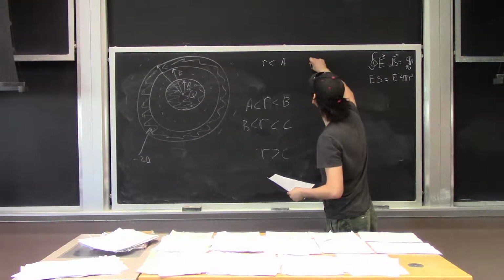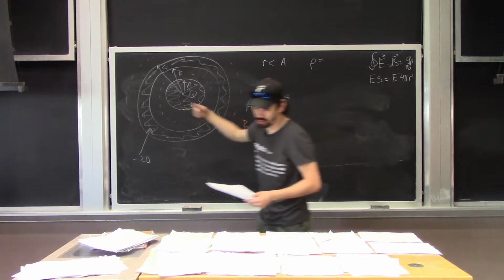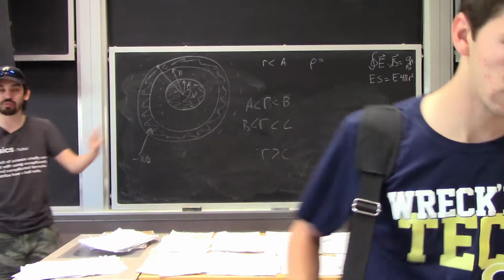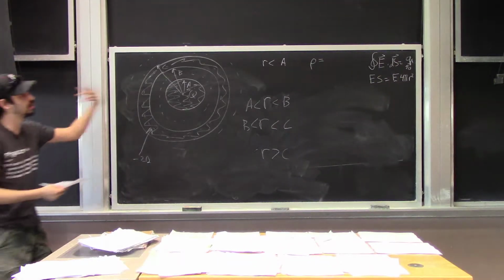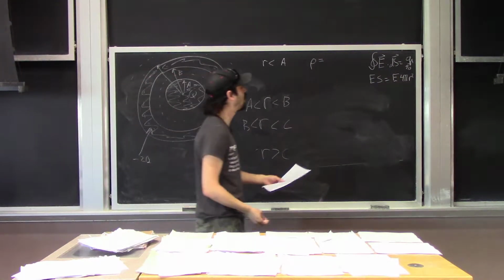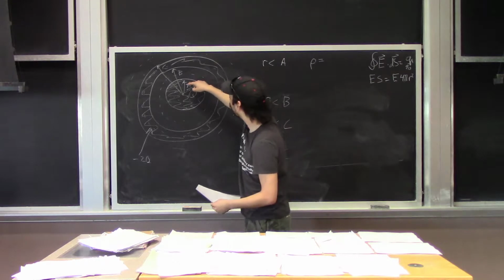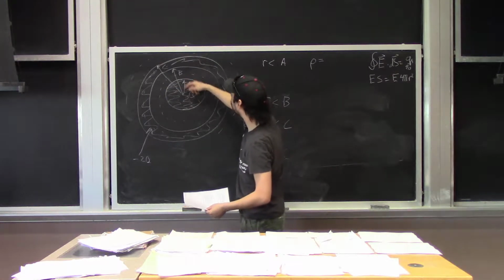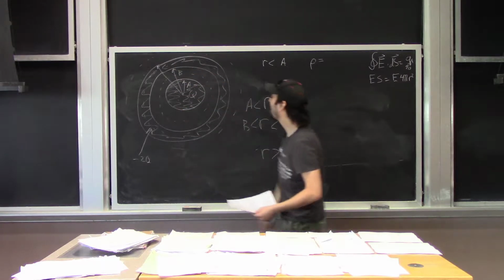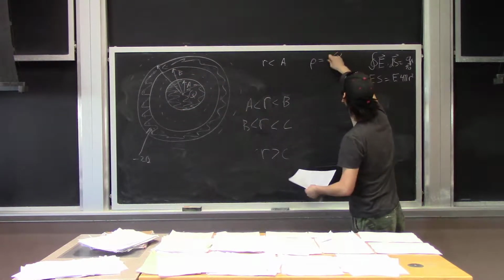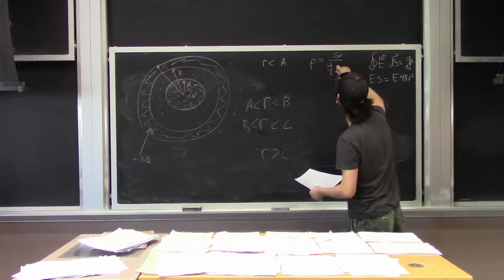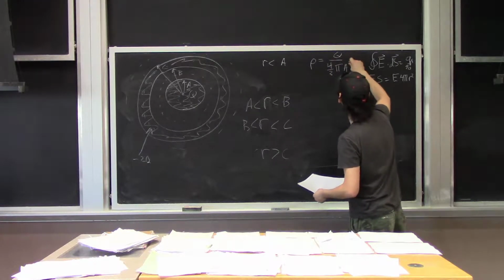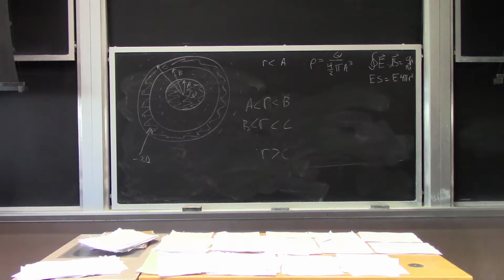So by definition, if rho is formed by evenly spreading some charge, it's going to be the total charge divided by the total volume. And here, the total charge is Q. The total volume is the volume that goes up to A. And so this is going to be Q divided by 4/3 pi A cubed. Okay? Everybody with me so far?